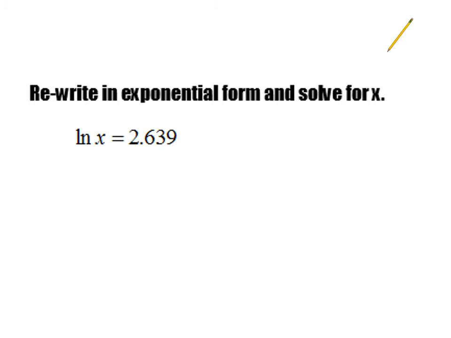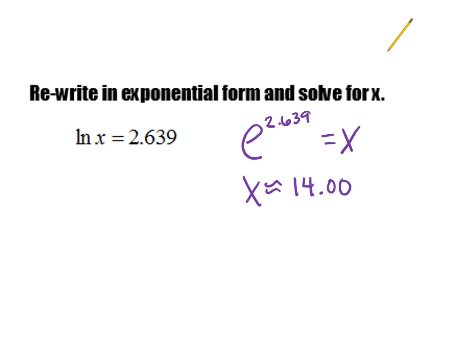Let's look at a conversion to exponential form and then solve. So the first thing, ln becomes e. The answer becomes the exponent, and what's remaining becomes the answer. This one we can type again directly into our calculator, e to the 2.639. If you type that in, you get an x value of approximately 14, and if I was to round, it would be 14.00.